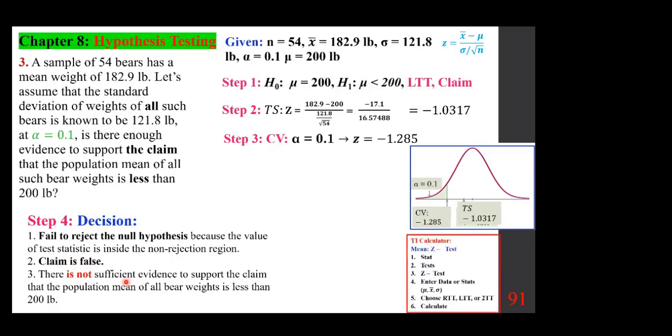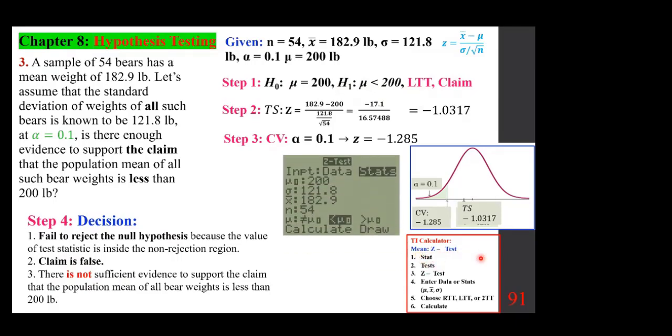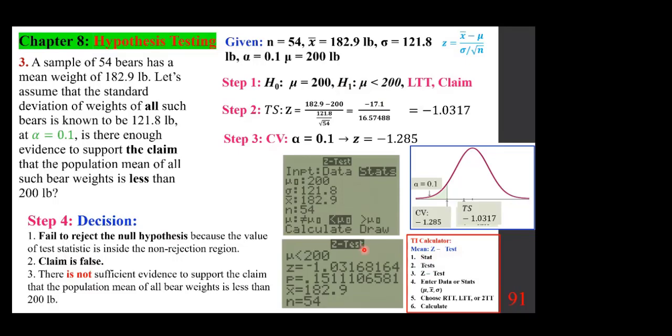200 pounds. If we were to do this by technology, TI calculator, mean Z test, and we plug in the information mu, sigma, X bar, N, and this is less than, we do the calculation, it results in the following. Notice, this is our test statistic, needless to say, with a lot more decimals.